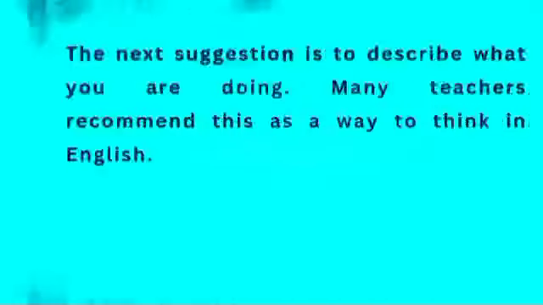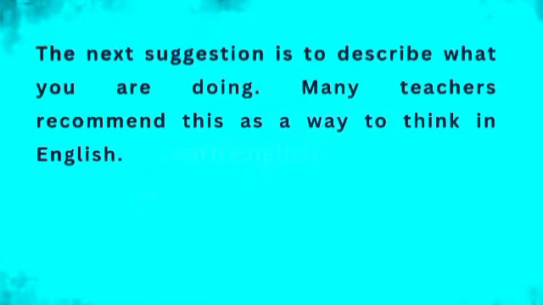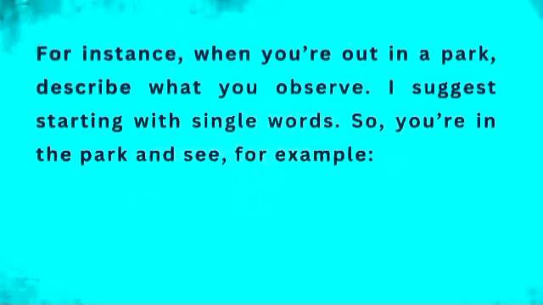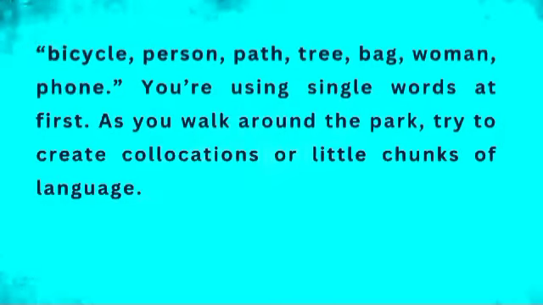Fantastic. The next suggestion is to describe what you are doing. Many teachers recommend this as a way to think in English. For instance, when you're out in a park, describe what you observe. I suggest starting with single words. So, you're in the park and see, for example, bicycle, person, path, tree, bag, woman, phone. You're using single words at first.